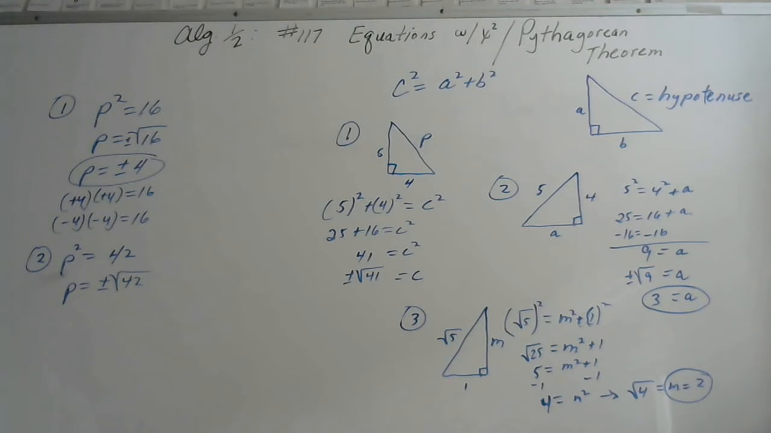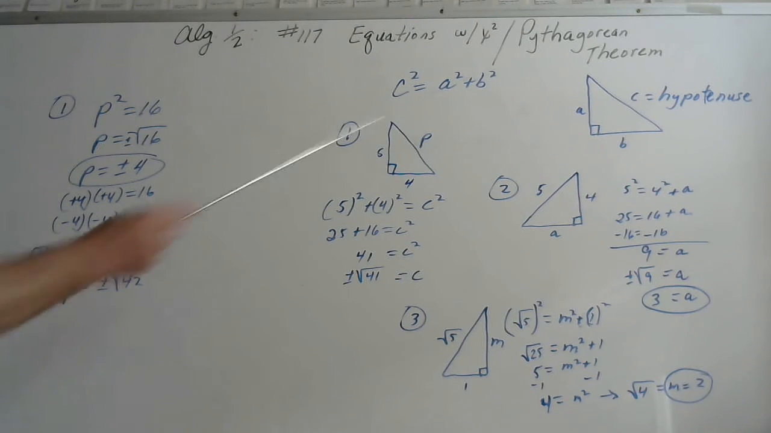So anytime you see a letter squared equals something, it's going to be plus or minus. Now in this case, this is not an even square root, so it's plus or minus the square root of 42. That's as far as I can go. So any of those answers that you cannot reduce anywhere, you're going to leave like that. Okay, so that covers that portion of it.